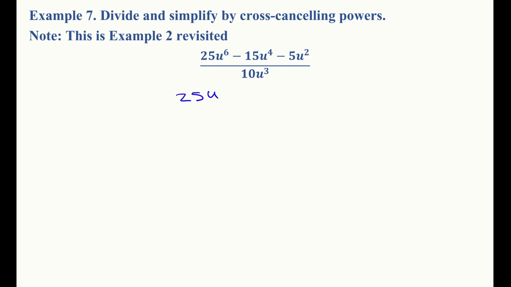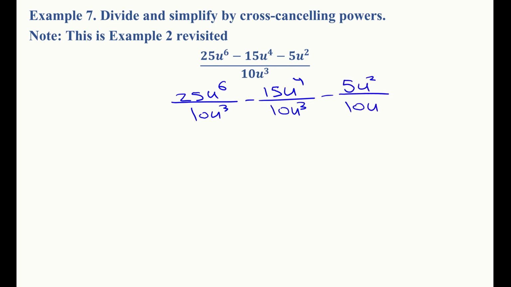So 25u to the 6 over 10u cubed minus 15u to the 4 over 10u cubed minus 5u squared over 10u cubed. So we're going to go ahead and start cross-canceling now, but this time we won't just cross-cancel the coefficients, we'll also cross-cancel those powers because they have the same base and positive exponents. Remember, that's the only time we will try to cross-cancel powers.